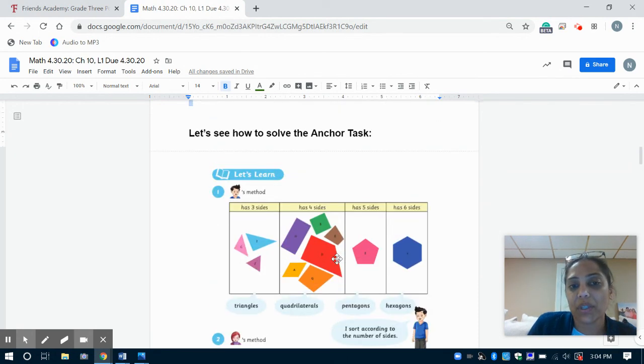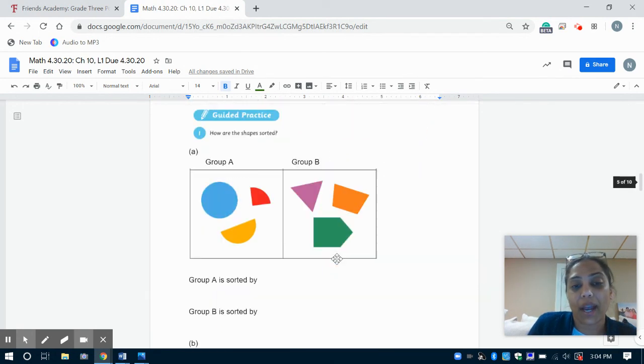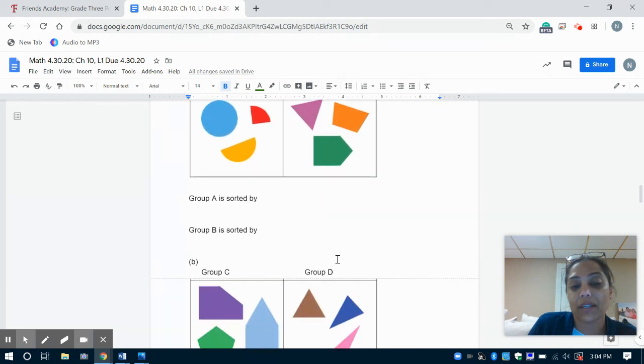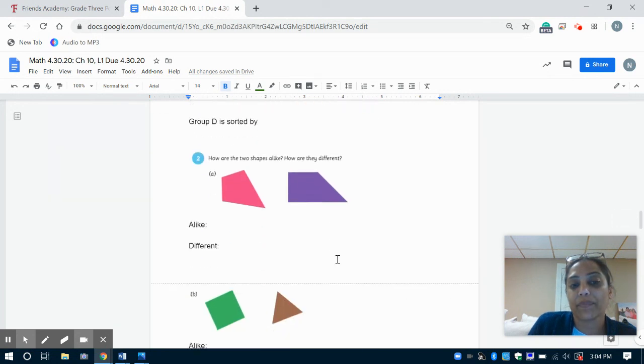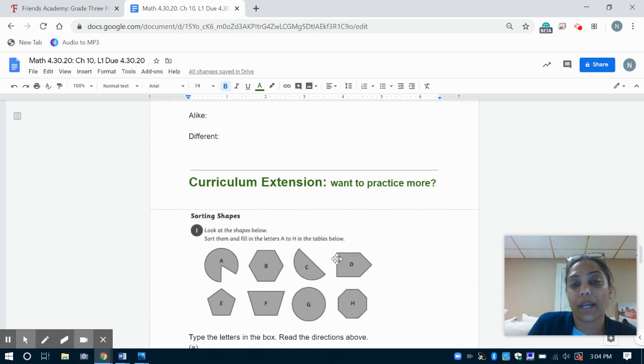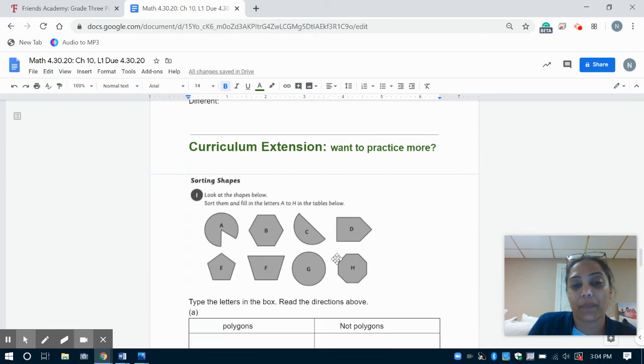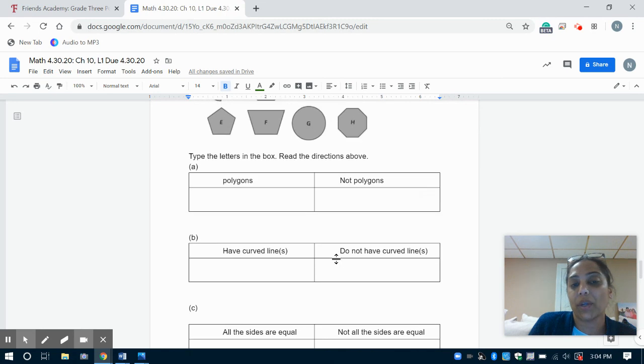Use these examples to then guide you for the guided practice. Look at them carefully. And then down over here, if you'd like to practice some more work on geometry, looking at shapes, sorting them, please go ahead and do that. And you can type directly in the box right over here.